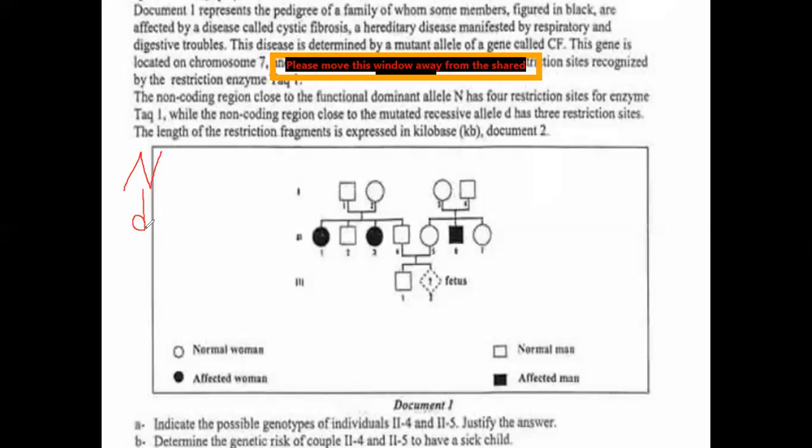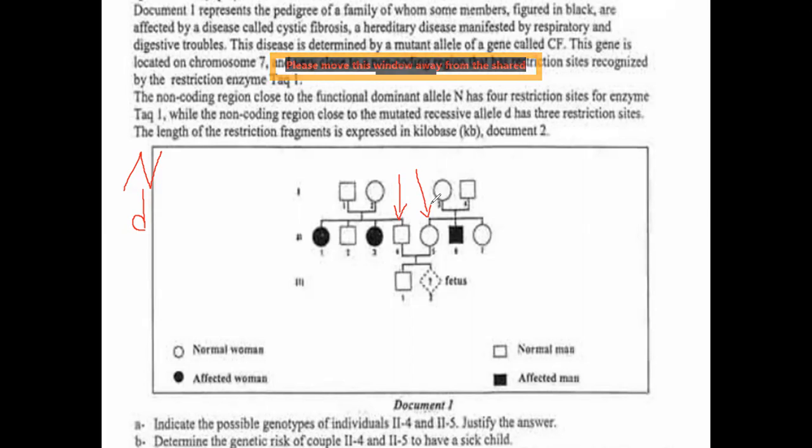Okay, so first of all, I want to hear from you. What is the genotype of the individuals 2-4 and 2-5? Yes, I want to move to Summer. What do you think, Summer? What is the genotype of the individuals 2-4 and 2-5? First of all, I have to think, Summer, if they are affected or if they are normal. They're normal.